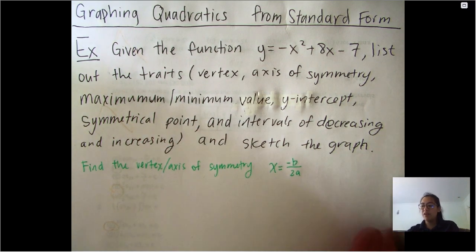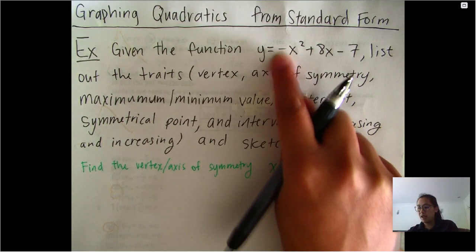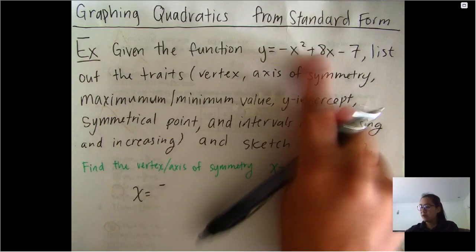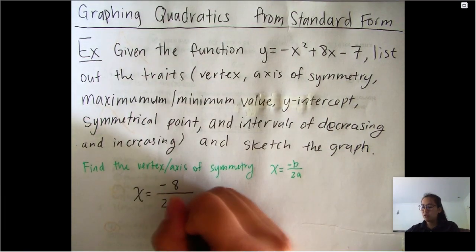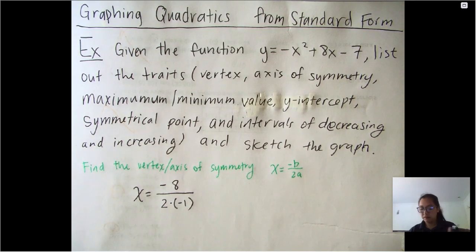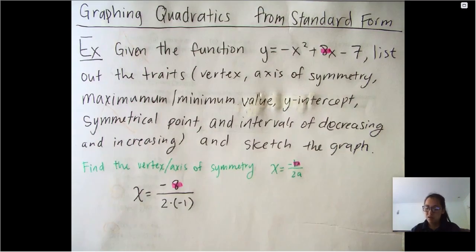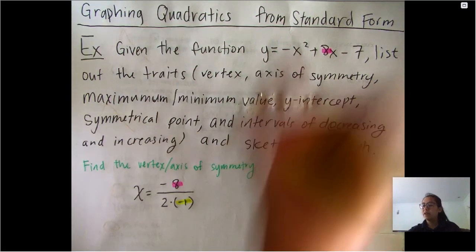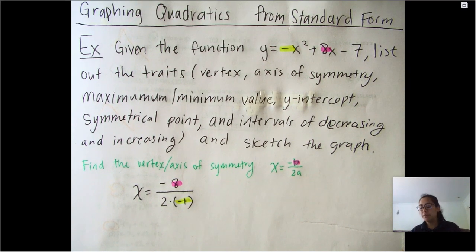As we said, this is in the form of ax squared plus bx plus c. And so a is going to be -1, and then b is going to be 8. So -8 divided by 2 times -1. Okay, so just to reiterate here, this is the b. This is the a. Of course, that minus sign is the a, meaning that there's an invisible 1 there, so it's -1, or an implied 1.